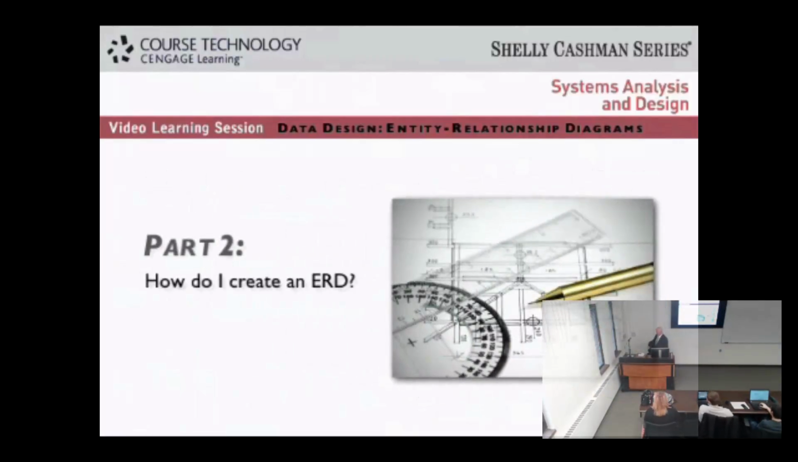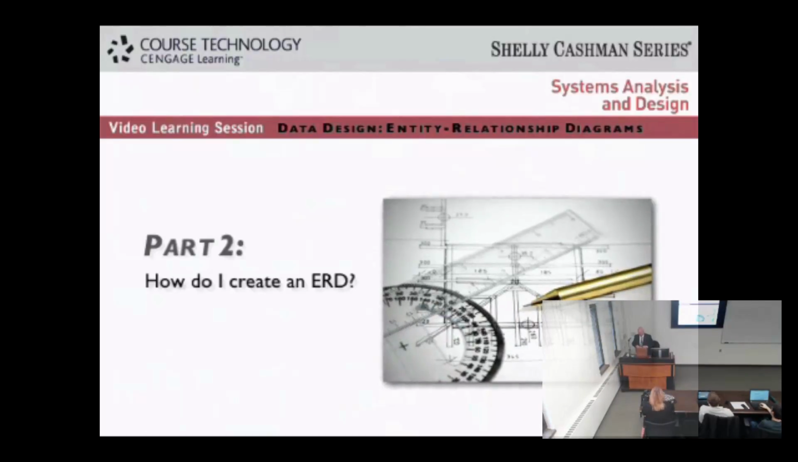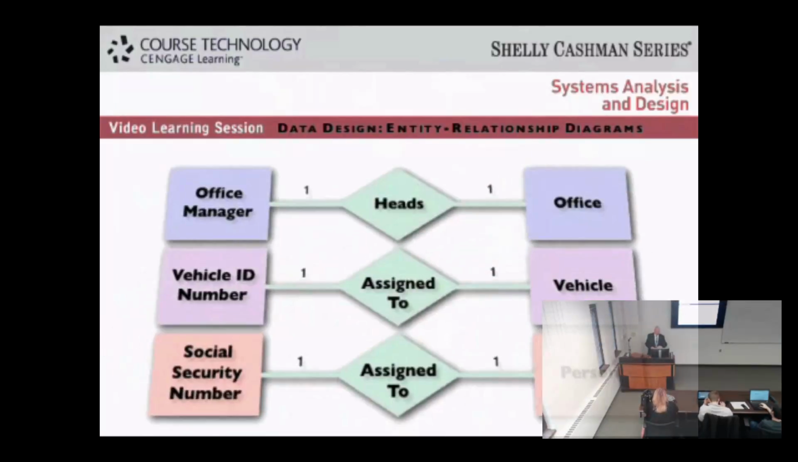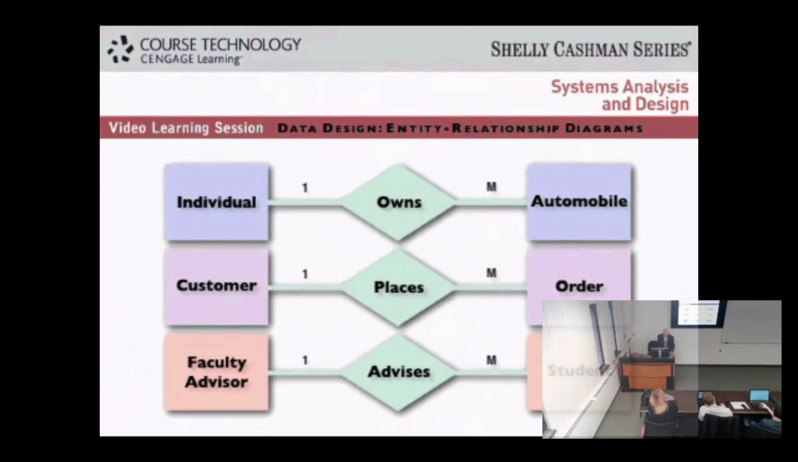You can draw an ERD freehand or use software tools. In these examples, we'll show entities as rectangles and relationships as diamond shapes. In a one-to-one relationship, one office manager heads one office. One vehicle ID number is assigned to one vehicle. And one social security number is assigned to one person. In a one-to-many relationship, one individual can own many automobiles. One customer can place many orders. And one faculty advisor can advise many students.